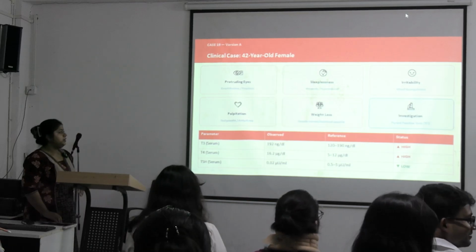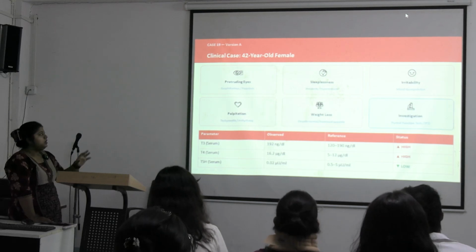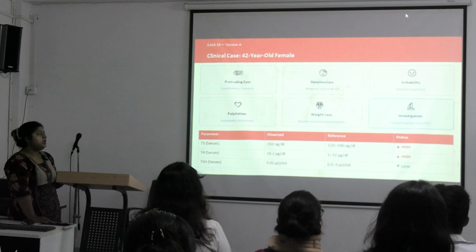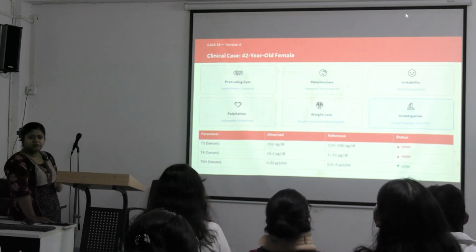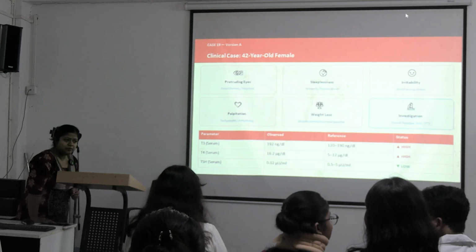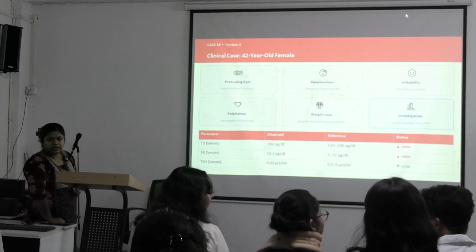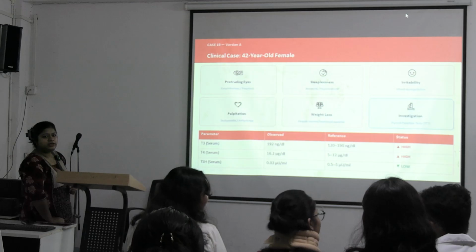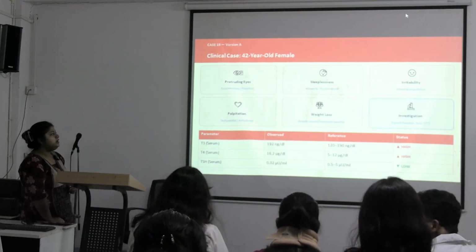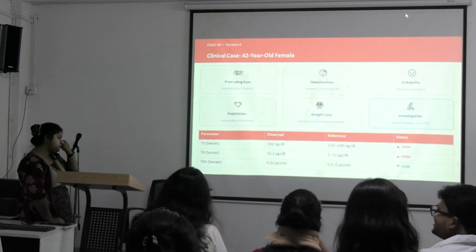Okay, then weight loss and irritability. So you can see the protruding eyeball, you can see irritability, you can measure palpitation, that is tachycardia. Palpitation means rapid heartbeat, tachycardia. Weight loss, she will give the history of weight loss: I have lost 10 to 12 kgs over the last 1.5 months, okay? And she will give a history of insomnia also.